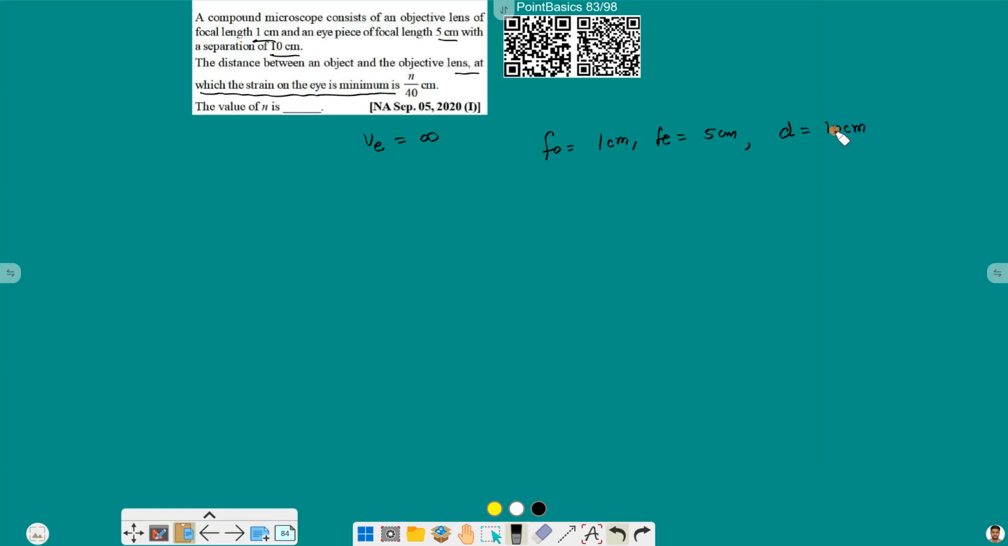So using the lens formula for the objective lens, and here one thing also, suppose this is our objective lens and this is our eyepiece. Now we know that the final image of the eyepiece is at infinity, so its object must be at its focus, and the focal length of the eyepiece is 5, so this distance is 5 centimeter. Now their separation is 10 centimeter, so the objective must produce an image at a distance of 10 minus 5, that is 5 centimeter. So we can say V of O is also 5 centimeter.